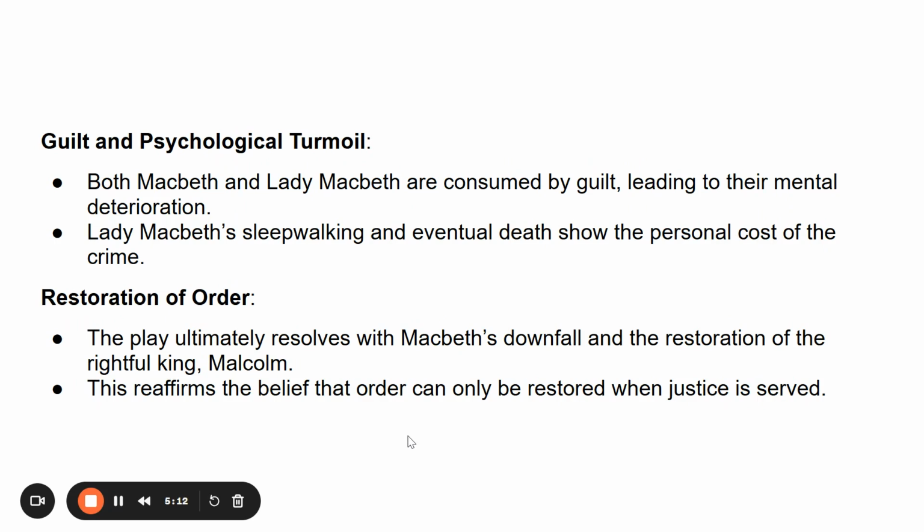Restoration of order. The play ultimately resolves with Macbeth's downfall and the restoration of the rightful king, Malcolm. This reaffirms the belief that order can only be restored when justice is served.